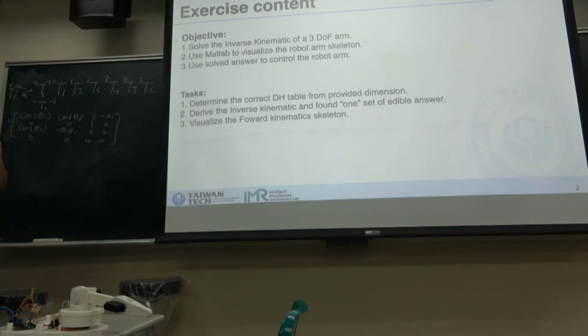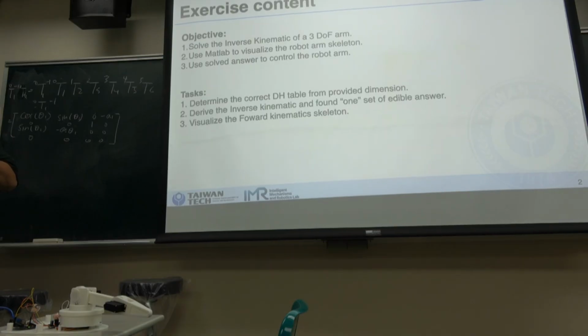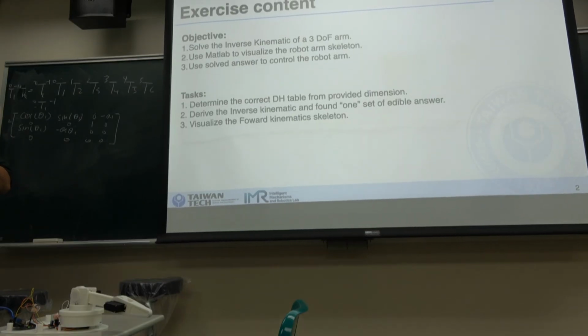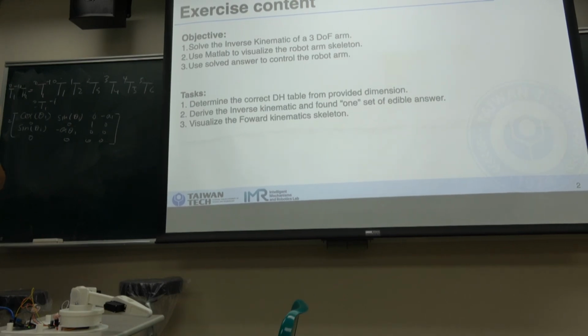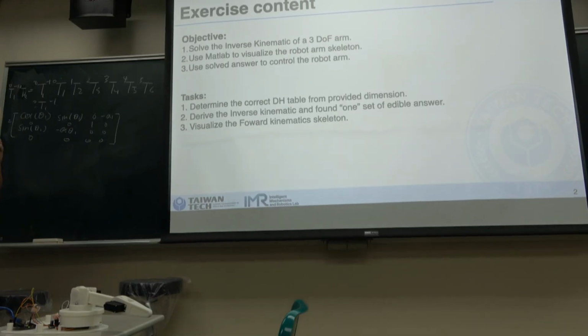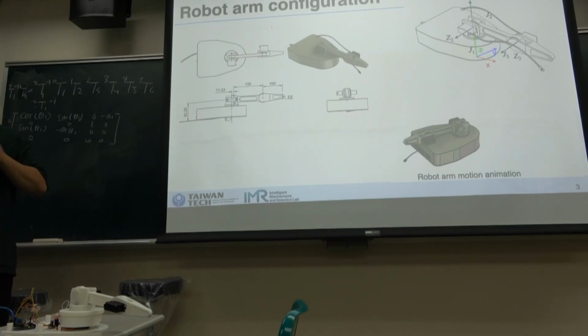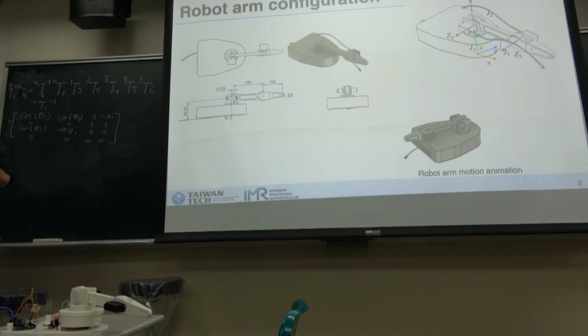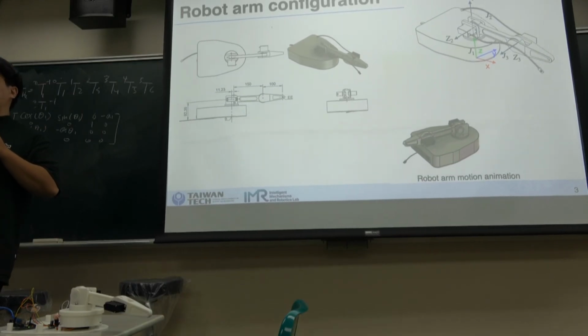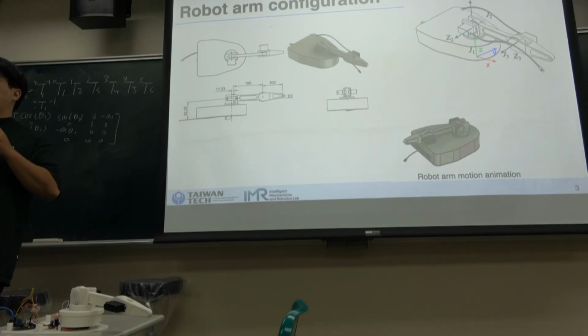Later I will give you the dimensions of the robot, and second, you will derive the inverse kinematics. Professor told you guys today, right? A robot will have four solutions, right? So you only need to find one. And third, you will visualize the full kinematic skeleton, and then try it on this one. This practical is implemented by group. So if you are not sitting with your group members, you can move right now.